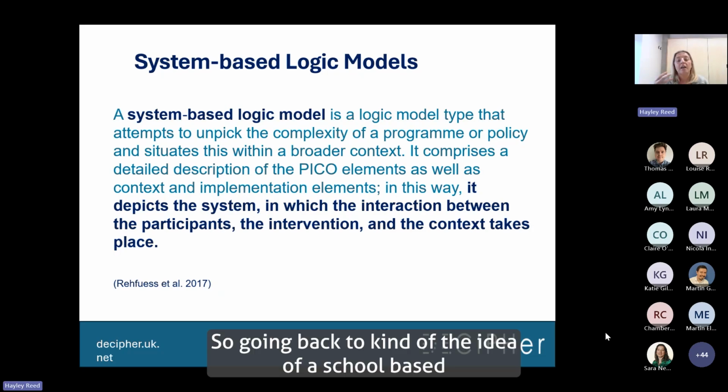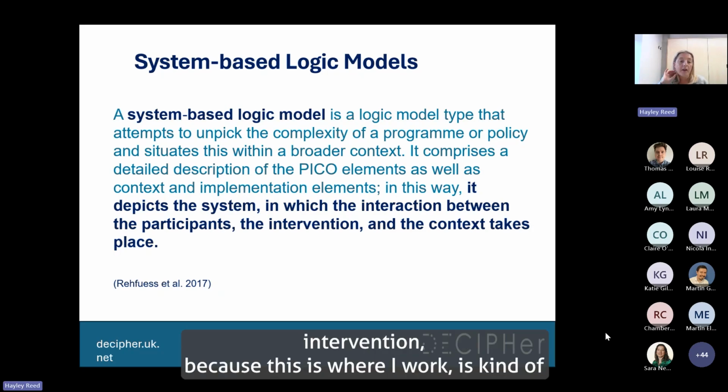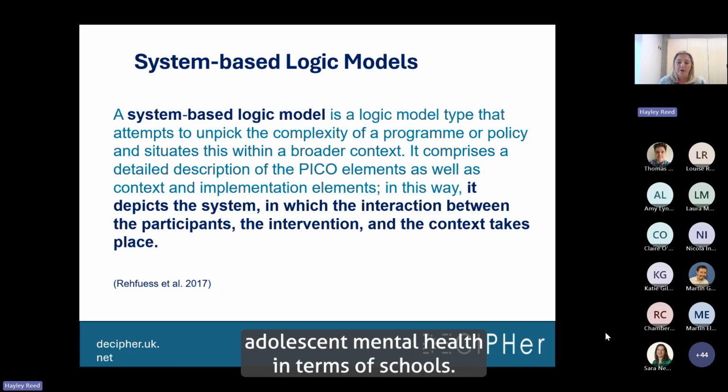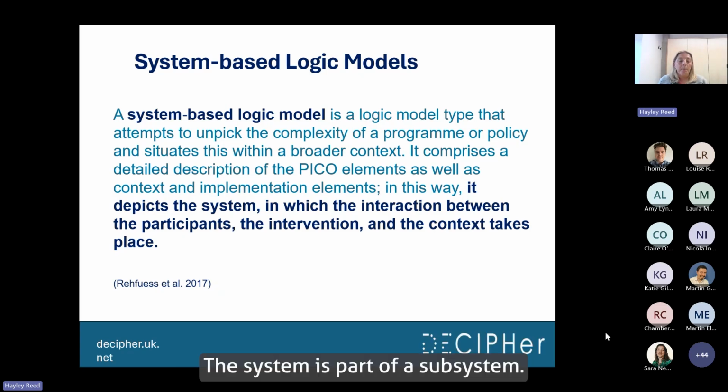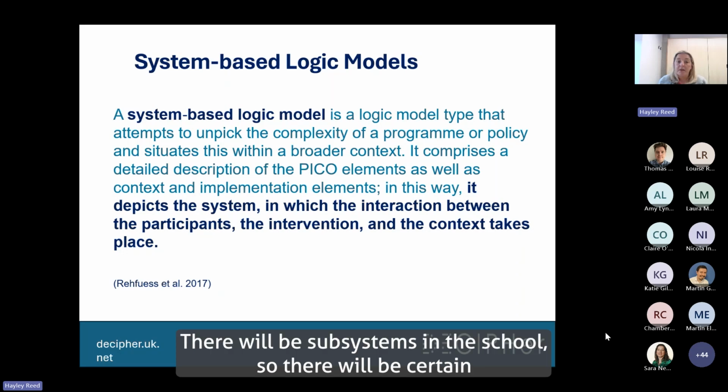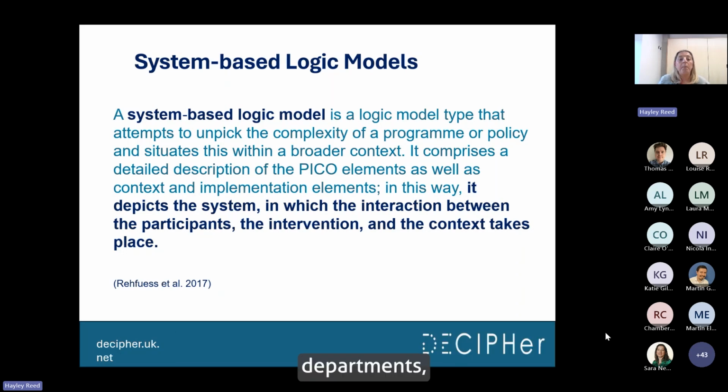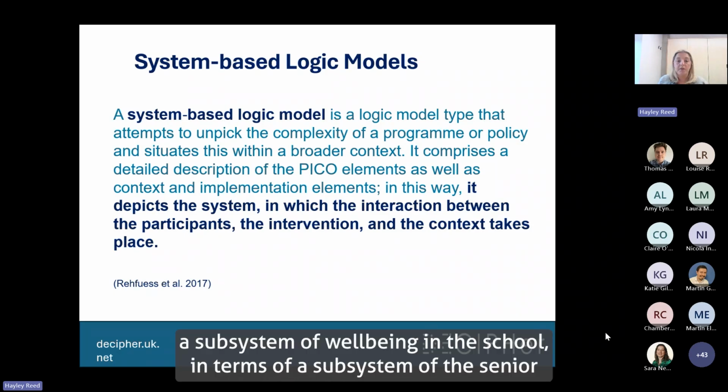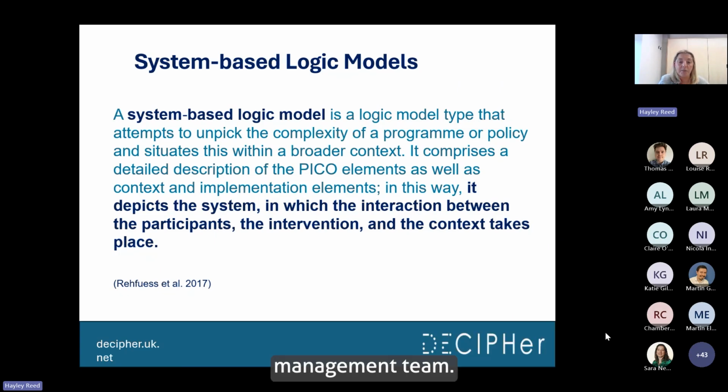So going back to the idea of a school-based intervention, because this is where I work, mainly in adolescent mental health in schools, the system is part of a subsystem. There will be subsystems in the school. So there will be certain departments, there will be pastoral care in terms of a subsystem of well-being in the school, and a subsystem of the senior management team.